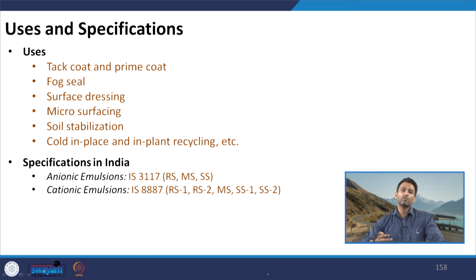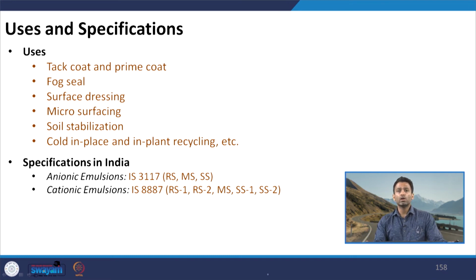If we talk about specifications in India, we have separate specifications for anionic emulsion and cationic emulsion, and as I was telling previously, in India generally cationic emulsion is more popularly used in comparison to anionic emulsions because of some obvious reasons which we have discussed. IS 3117 is the code for anionic emulsion, and there are 3 grades. We have rapid setting emulsion, medium setting emulsion and slow setting emulsion.